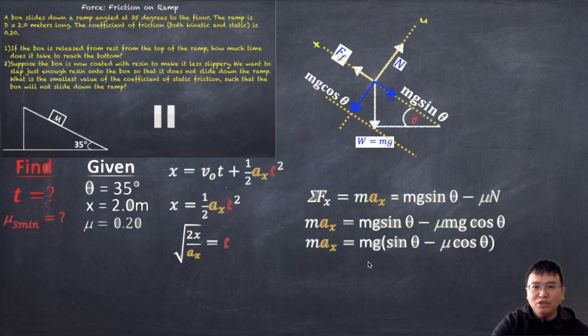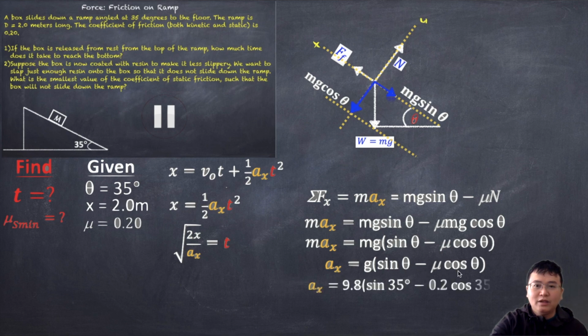I pulled out mg, and I noticed an m on both sides, so I remove that m, and the equation becomes g sine of theta minus mu cos of theta. Okay. So the rest is just plugging in the numbers.